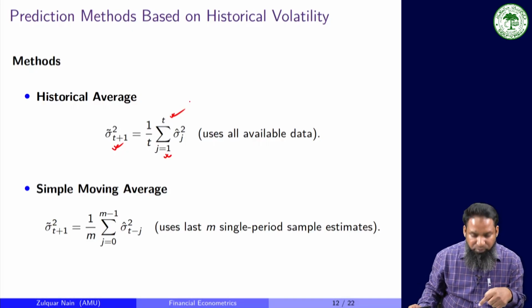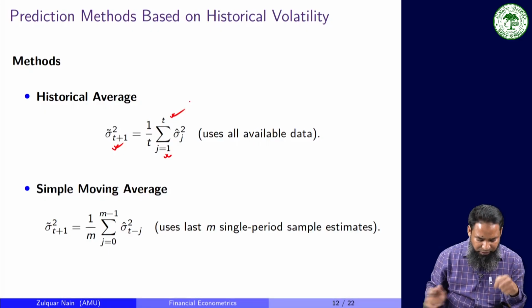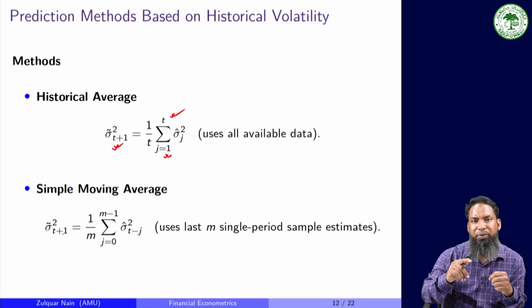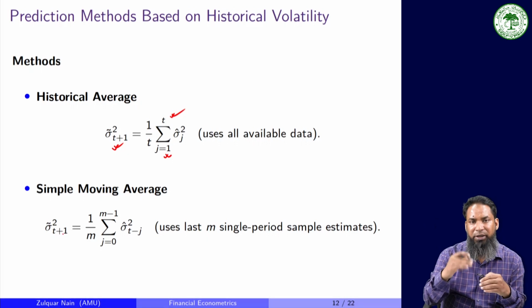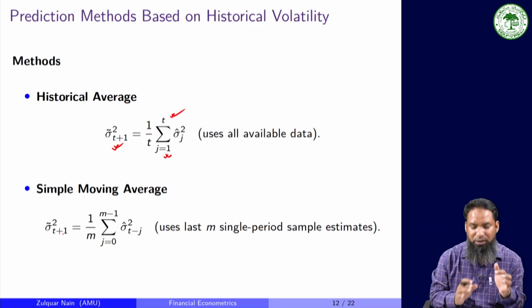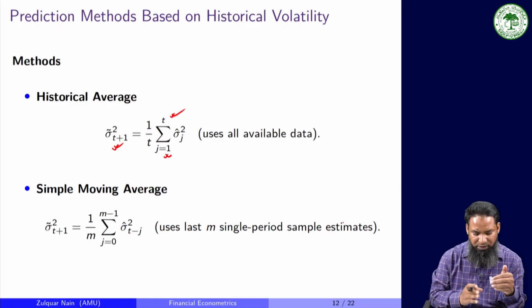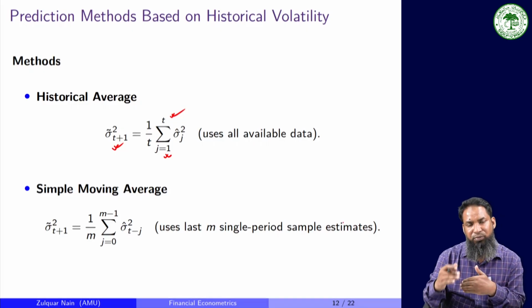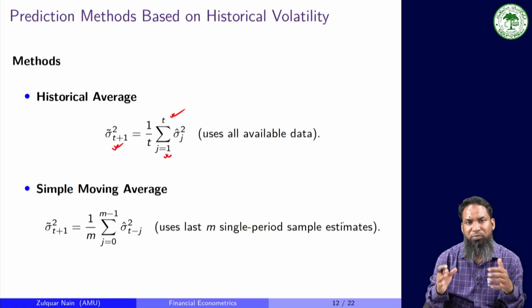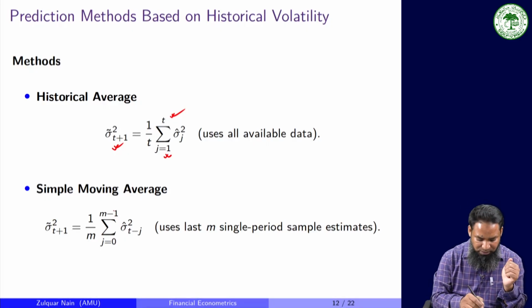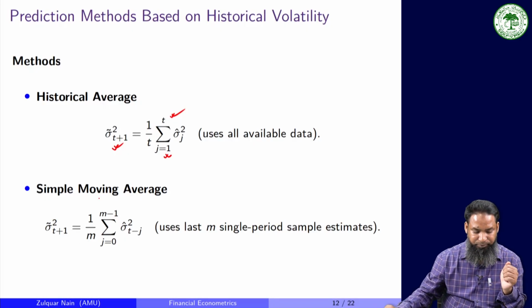Another method is the simple moving average method, where again we are predicting the volatility at time T plus 1. However, here we are using the last M single period sample estimates. So basically we are taking one step ahead, and we are taking the simple moving average of that. So that's basically what we use here.